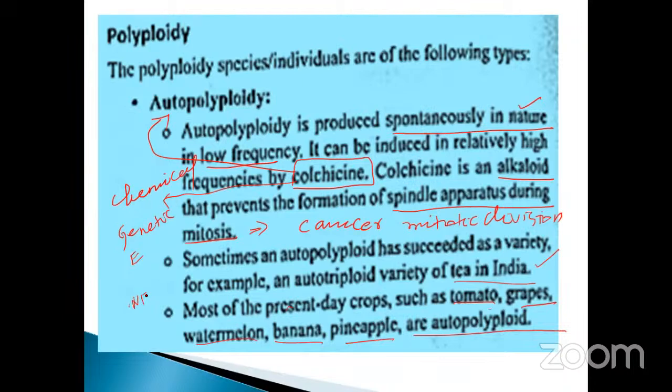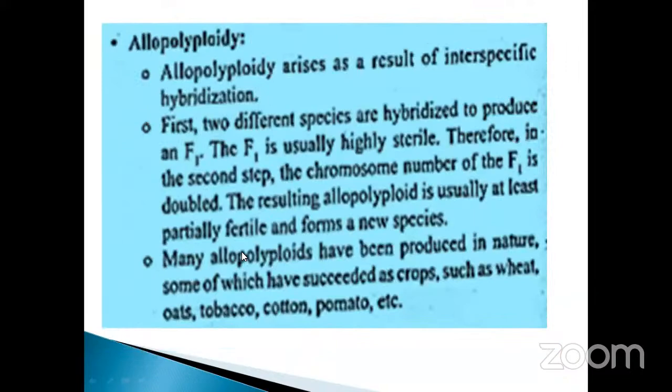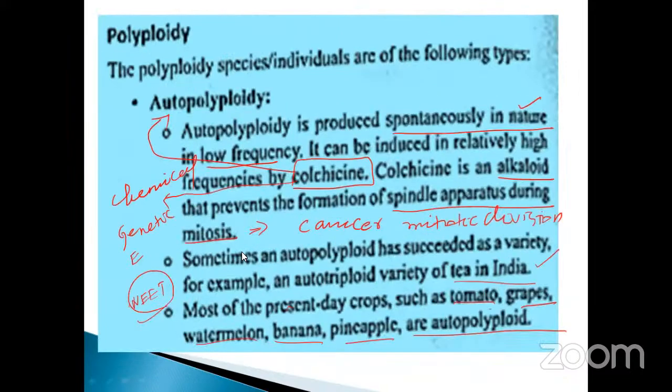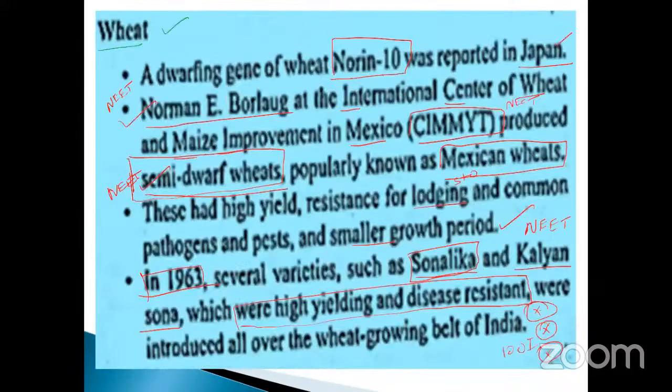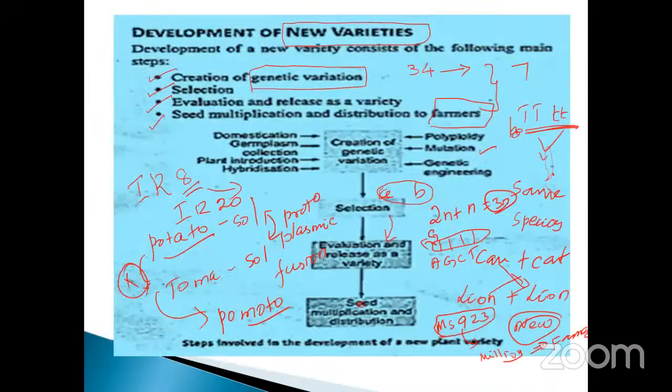They ask maximum examples. Which one of the following is an autopolyploid? Which example is not related to autopolyploidy? They may ask questions like that, my dear students. Today we will finish up to this level only. We will see the remaining things in the next class. I will summarize all those things within a short period. What are the things we already discussed here?